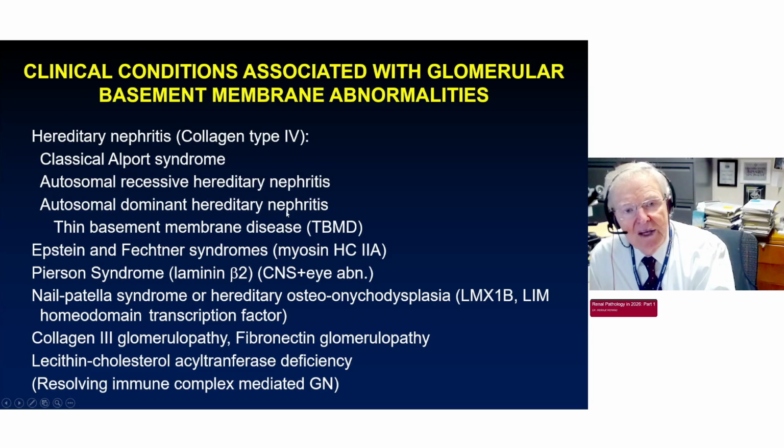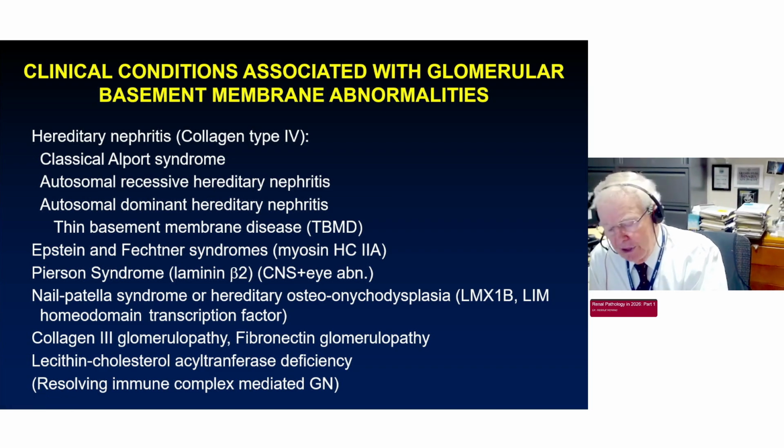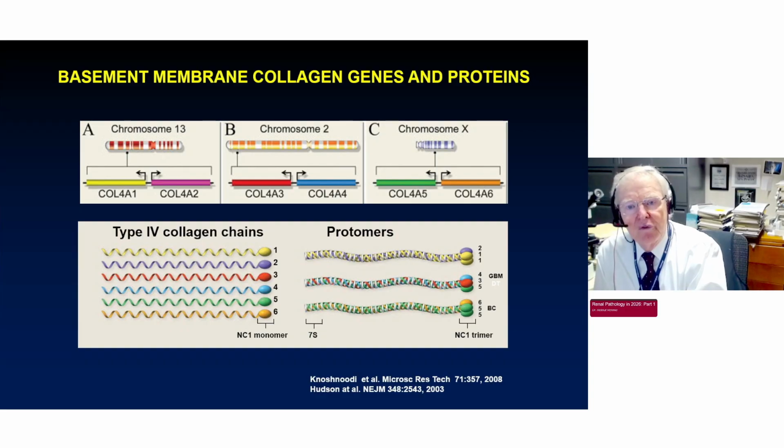that is defective, and in thin basement membrane, it is a single gene that is defective, namely a heterozygous defect of either the alpha 5 or the alpha 3 or the alpha 4. These 3 peptides come together in the adult GBM in the form of the triple helix of the GBM base, which is a combination of alpha 4, alpha 3, and alpha 5.